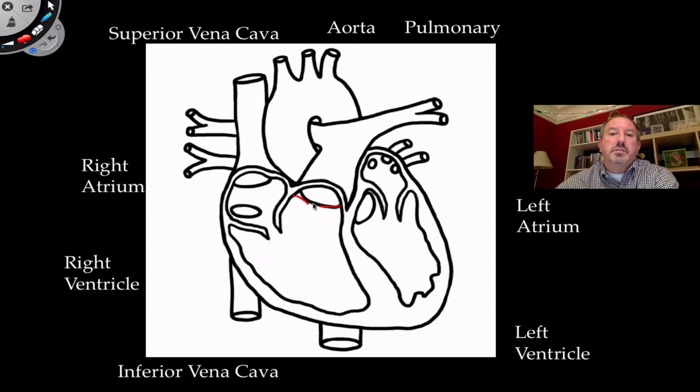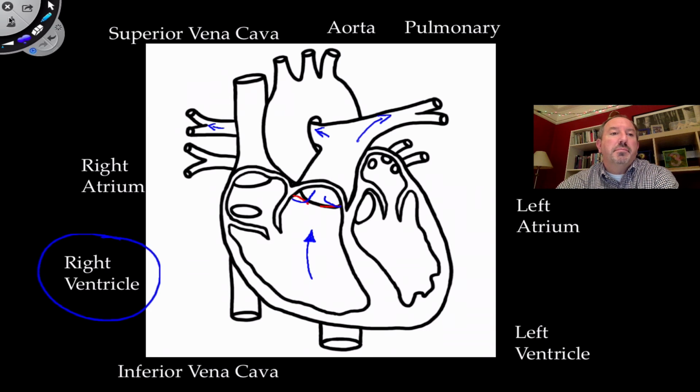The valve right here is the pulmonary semilunar, because when the right side of the heart, right here, the right ventricle is contracting, blood is flowing through the pulmonary semilunar valve, through what's known as the pulmonary trunk right there, because it's really wide and thick, and then into the pulmonary arteries, since it's going away from the heart. Pulmonary arteries going to the lungs.